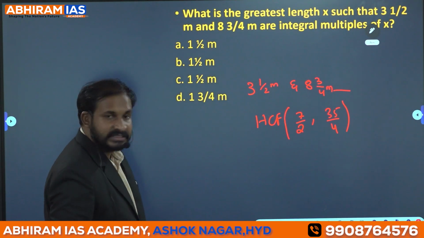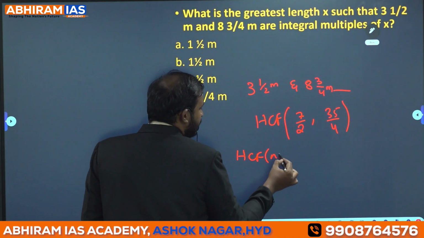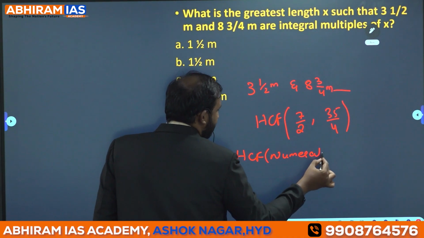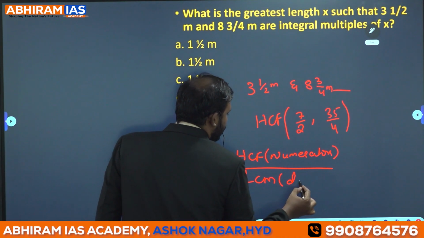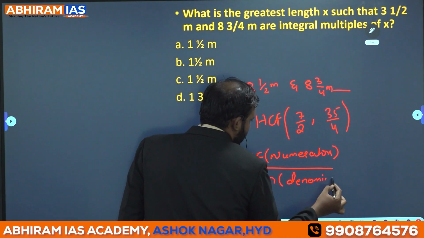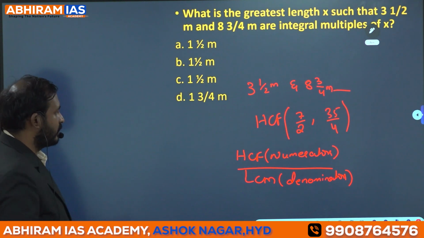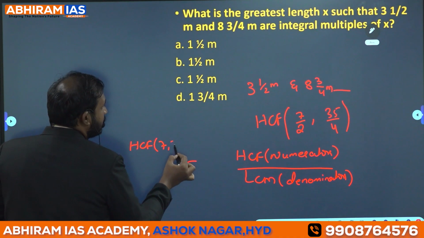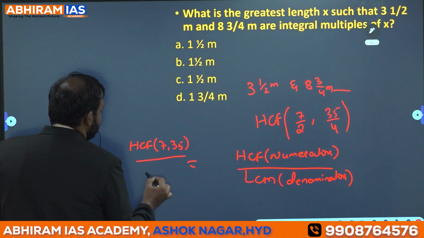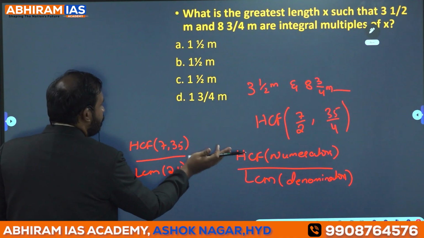How will you find the HCF, students, of p/q forms? HCF of numerators by LCM of denominators. That means you will write HCF of 7, 35 and LCM of 2, 4.